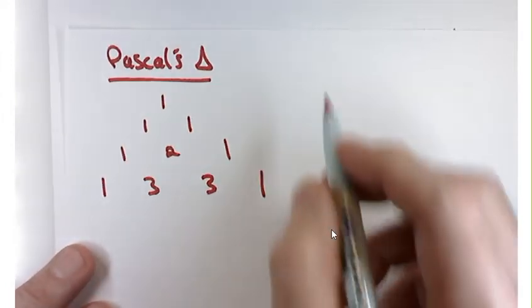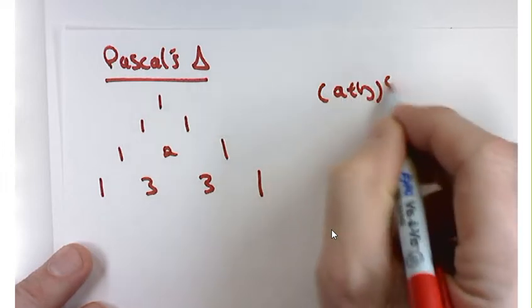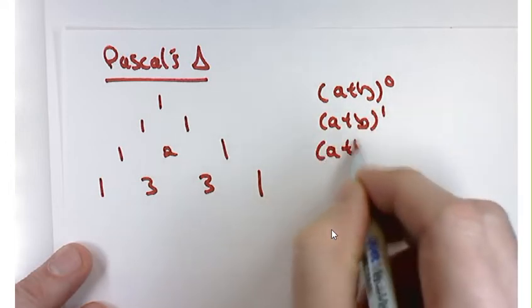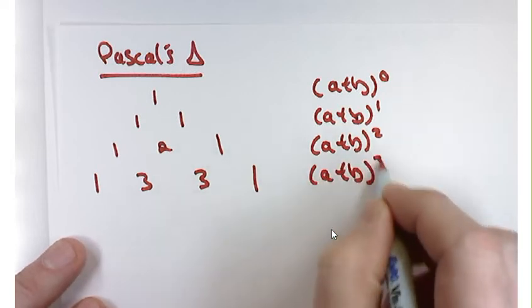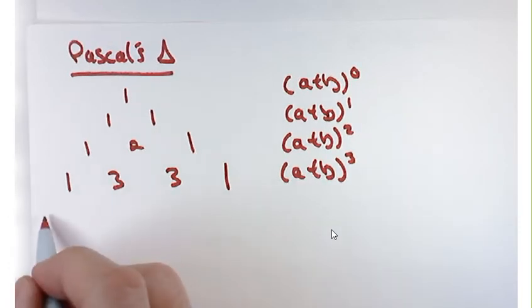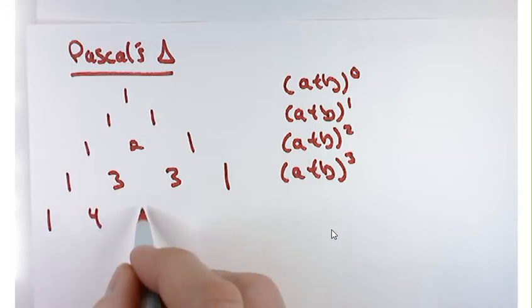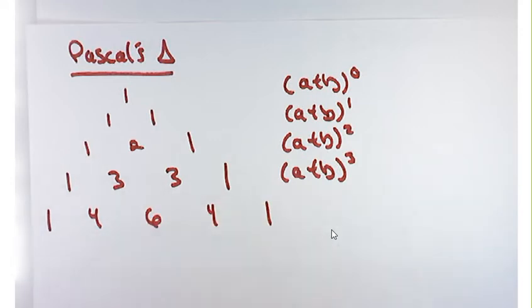And now what are these coefficients good for? They're good for finding the coefficients of, say, a plus b to the 0, a plus b to the first power, a plus b to the second power, and then a plus b to the third power, and so on. Let's actually do one last row here, just to remind you. What would this next row be? Start out with a 1 here. What should I put here? 4, 6, 4, and 1. These rows are always symmetric.